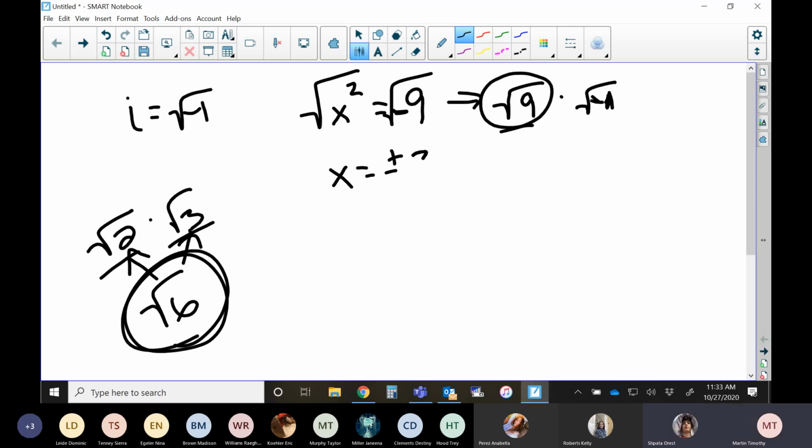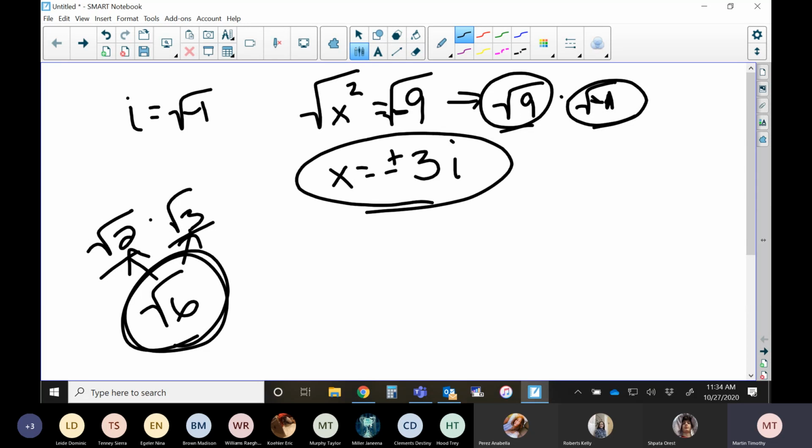And if I think of it like that, what's the square root of 9? 3. And someone besides Orist, what's the square root of -1? What did I just define it as? i. So there's my answer, plus or minus 3i. And that stands for an imaginary number. Are there any questions on that so far?